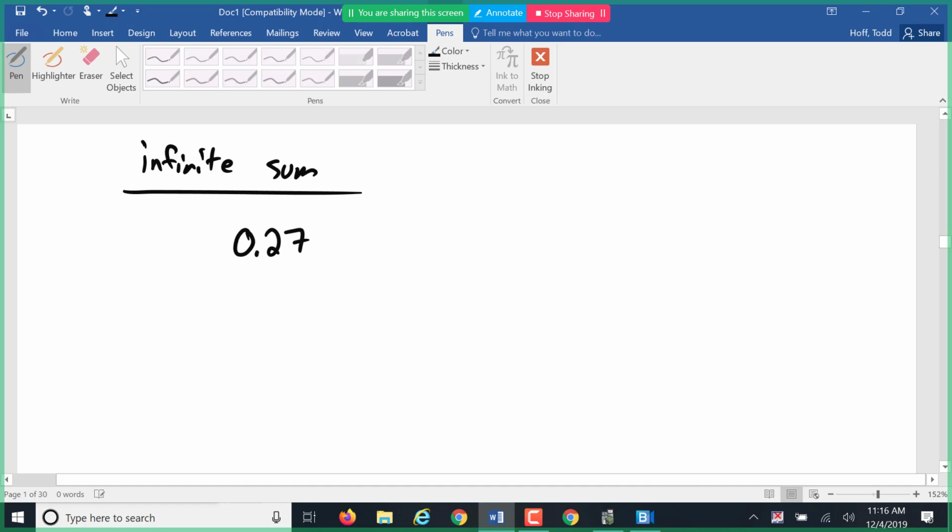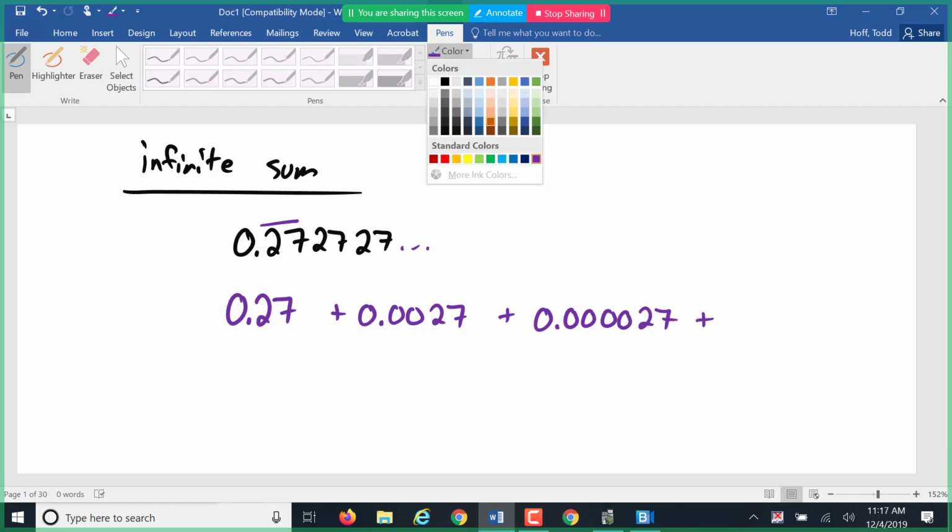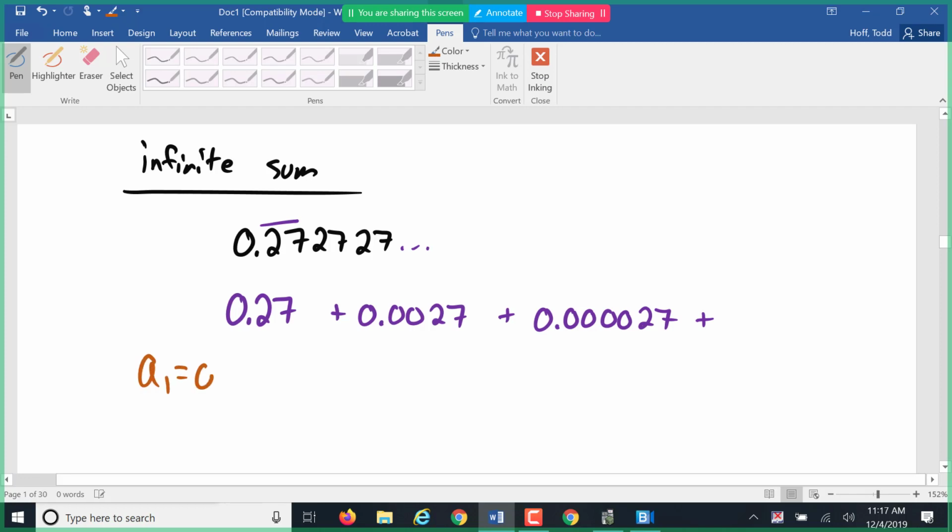Let's say I have 0.272727, and that repeats. I can think of this as being a geometric series. The first term is 0.27. The second term is 0.0027. The third term is 0.000027, and so on. So A1 is 0.27. And R, my common ratio, it's being multiplied each time by 1/100th, or 0.01, moving the decimal point over 2 spots each time.